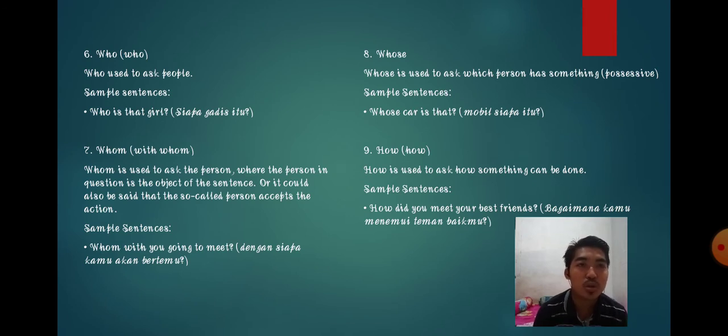And the eighth, whose, which is used to ask which person has something, or possessive. Example, whose car is that? Atau mobil siapa itu? And the ninth, how is used to ask how something can be done. Example, how did you meet your best friend? Atau bagaimana kamu menemui teman baik kamu?